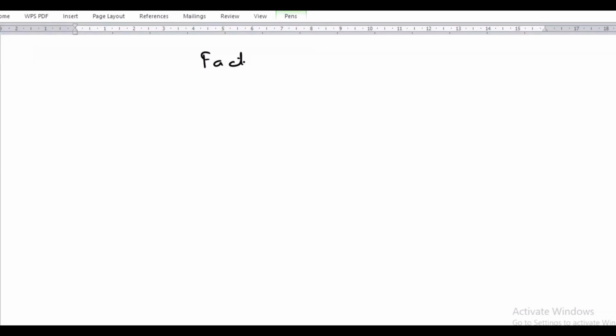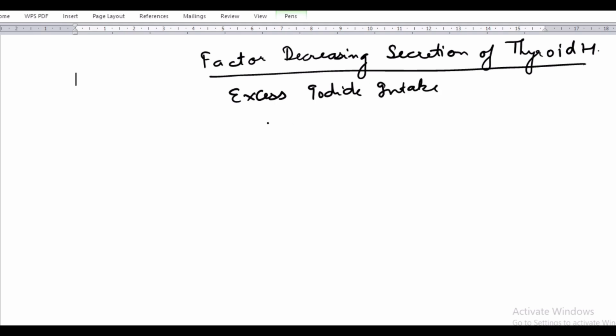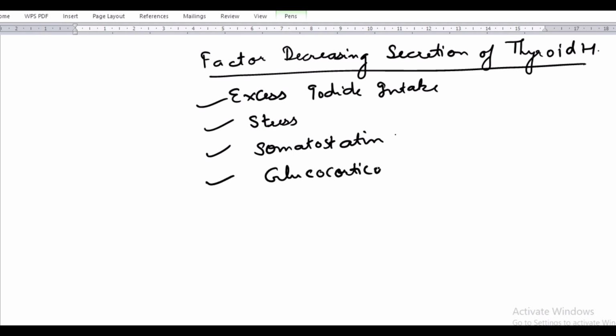The factors that decrease the secretion of thyroid hormone. The first is excess iodide intake. Second is stress. Third, somatostatin. Fourth, glucocorticoids. Fifth, dopamine. So remember, these all decrease the secretion of the thyroid hormone.